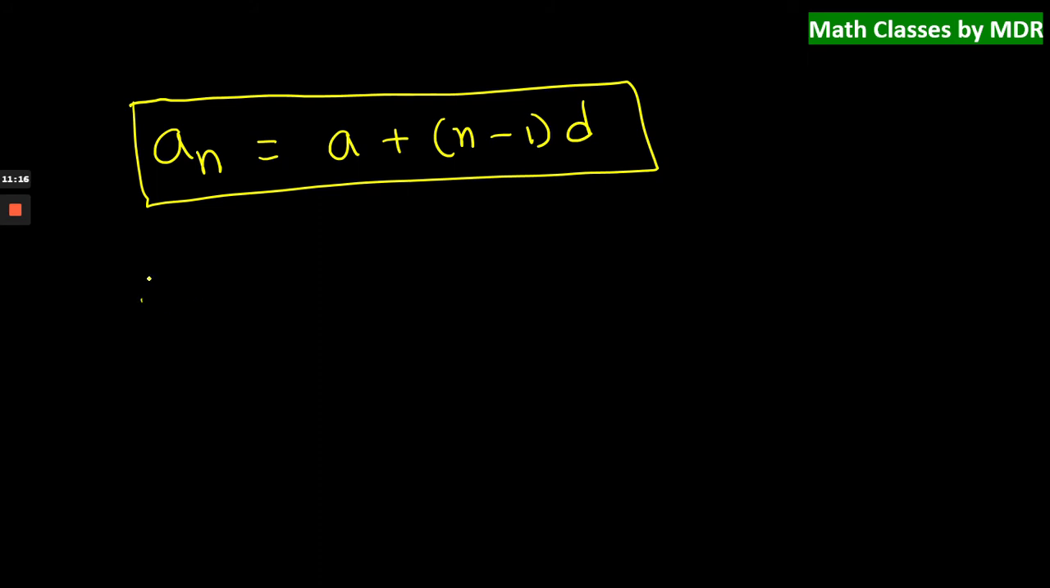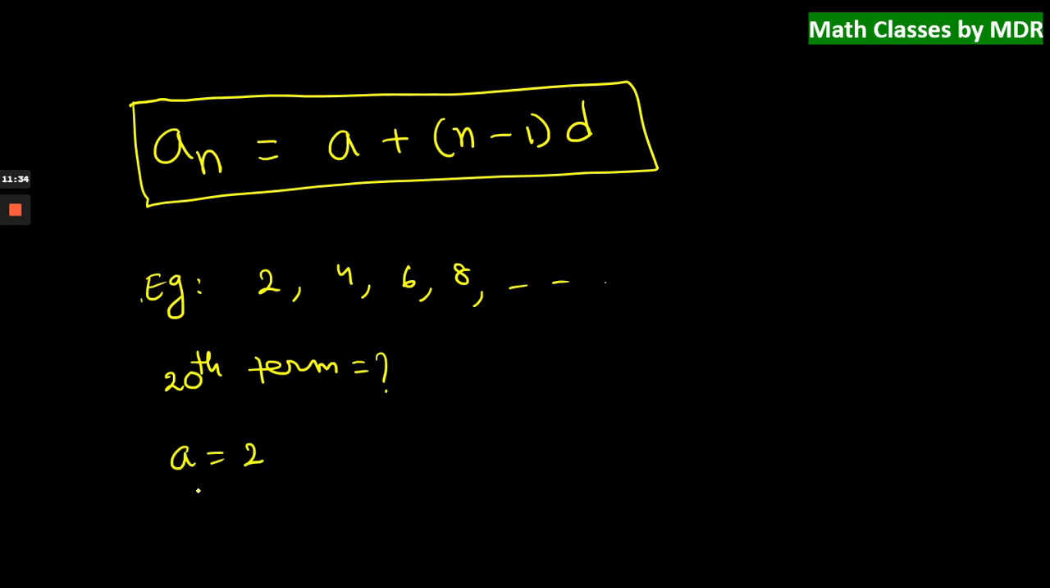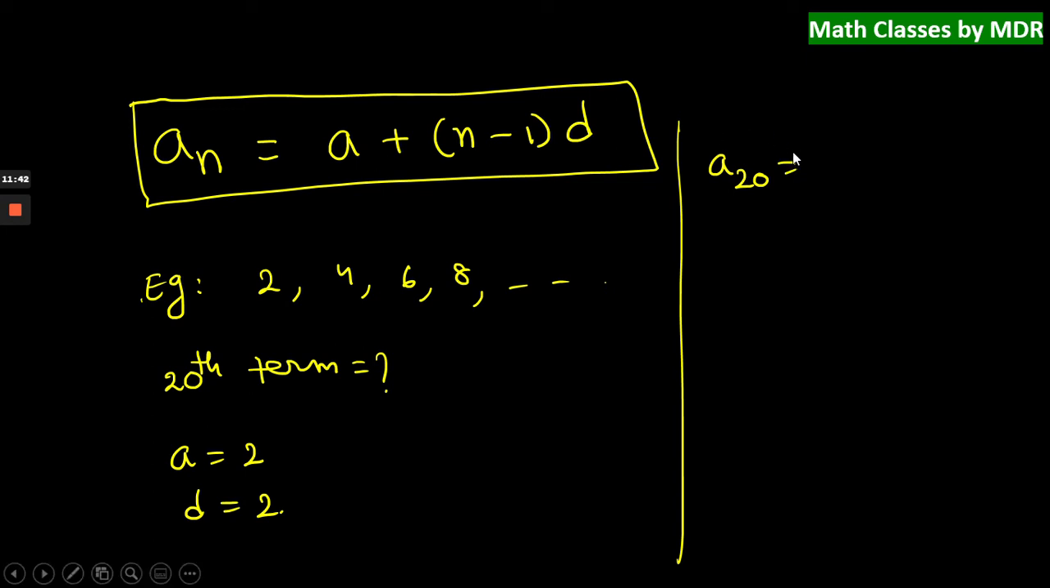For example, we have 2, 4, 6, 8 and so on. There is a sequence. Now let us try to find the 20th term of the sequence. How to solve? We know that the first term of the sequence is 2. The common difference is also equal to 2, right? So now what is the nth term here? The 20th term. Just replace A with 2, and n with 20, minus 1, into 2. That will give you the 20th term as 40.